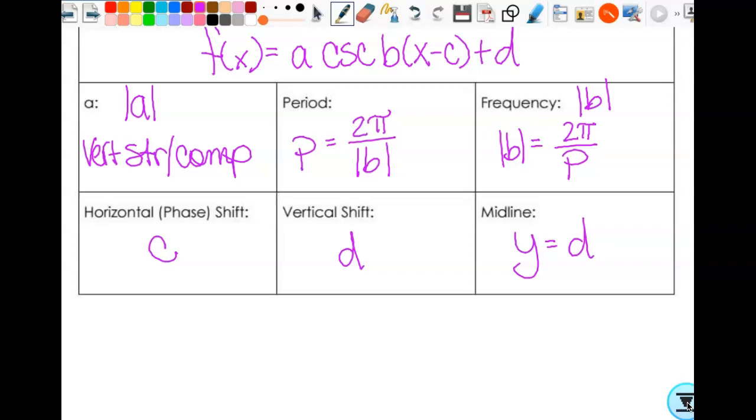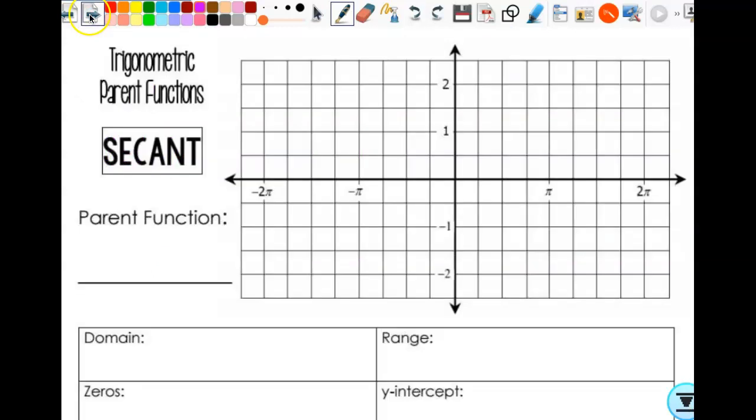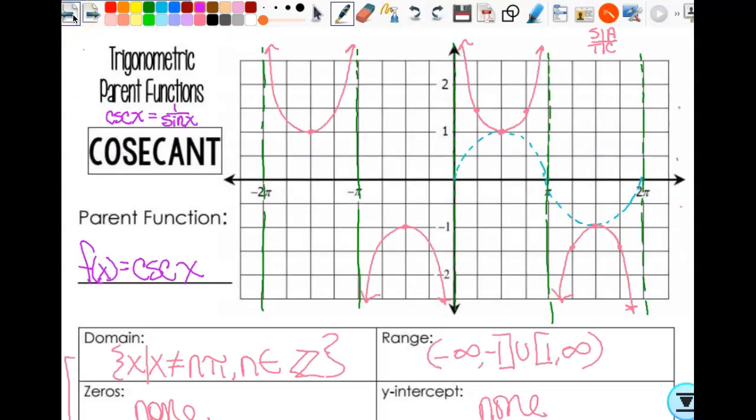Questions? All right. I did forget something here. The parent function that you're going to sketch when you graph this is sine. And then we're just going to know to do the opposite stuff, right? Everywhere you have a 0, you have an asymptote. Everywhere you have a 1, you have a 1, that type of thing. That way you only have one little one to remember for both of them.